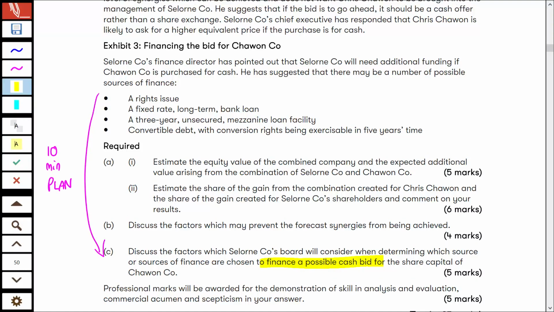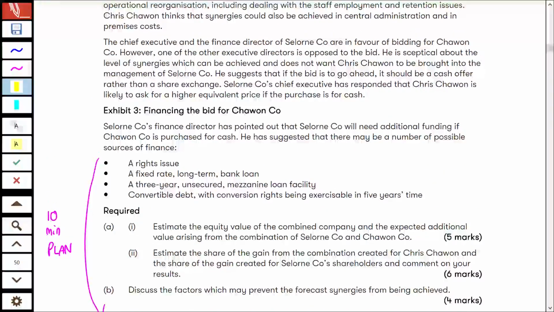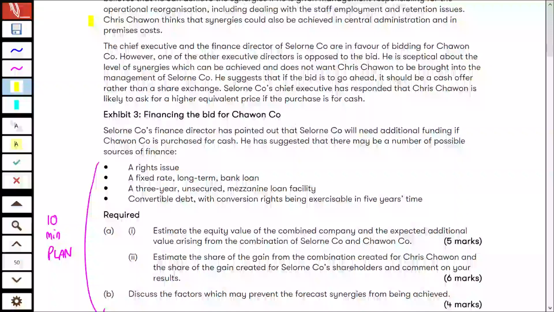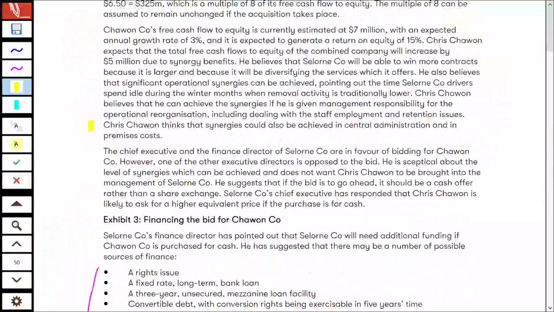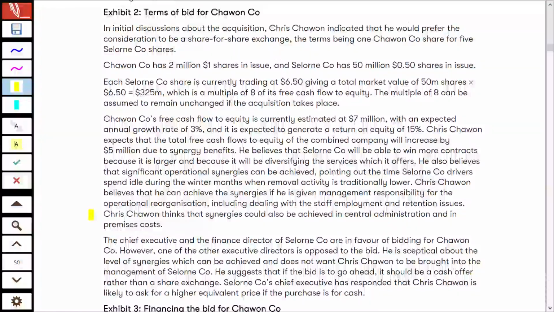And again, in Requirement B, we're told to discuss the factors preventing forecast synergies from being achieved, and the forecast synergies are at the top of the screen in the middle bit of Exhibit 2. It's all the stuff that we've got here. That's relating to Part B.